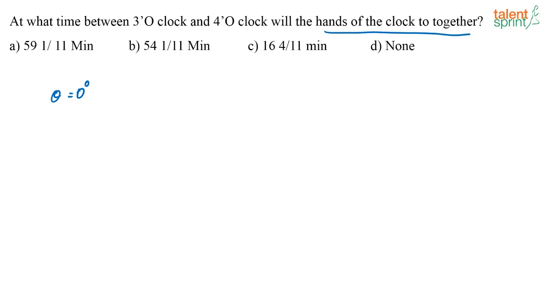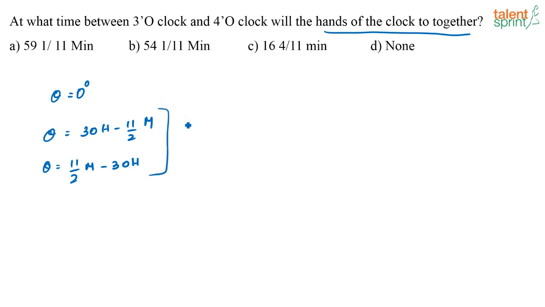When will that happen? So if we use the formula that we have learned, what is the formula that we have learned? We know theta is equal to 30h minus 11 by 2m if the minute hand is behind the hour hand, or I can say theta is equal to 11 by 2m minus 30h if the minute hand is ahead of the hour hand.